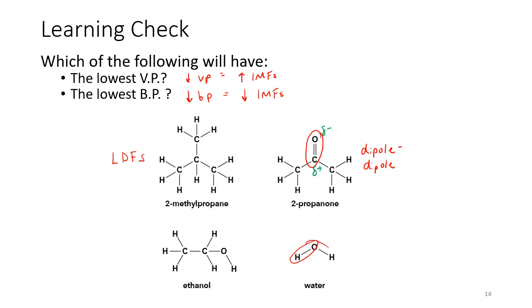Water has 2 OH bonds, therefore it contains hydrogen bonding, 2 per molecule. And ethanol contains 1 OH bond, so it has 1 hydrogen bond per molecule. The one with the lowest vapor pressure will be the one with the strongest intermolecular forces, which in this case would be water with its 2 hydrogen bonds per molecule. The one with the lowest boiling point is going to be the one with the weakest intermolecular forces. In this case, it would be the 2-methylpropane, which is a hydrocarbon that only contains London dispersion forces.